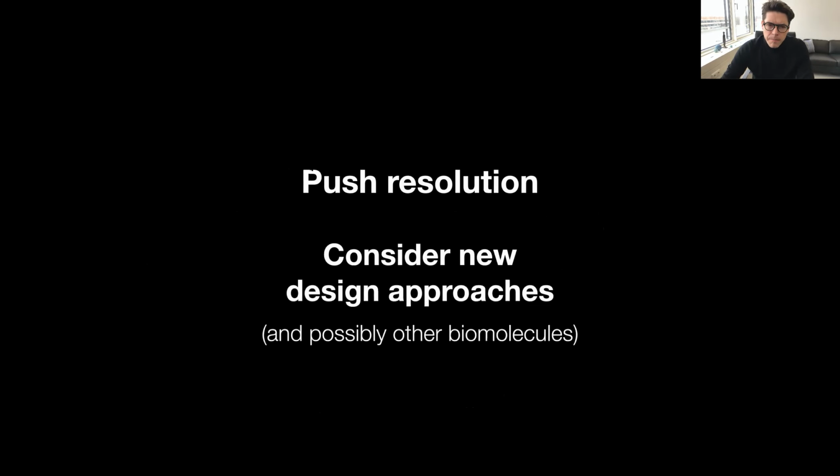Okay, and then what we want to do on our side, since we're experimentalists, is learn how to further push the resolution. We're not satisfied with where we are right now. The best nominal resolutions we can get right now are on the order of 3.8 angstrom or 3.7. We want to push this down to 2 angstrom, where you can really see the bases. And then we also want to consider new design approaches.